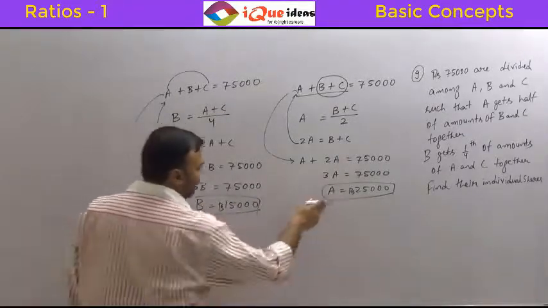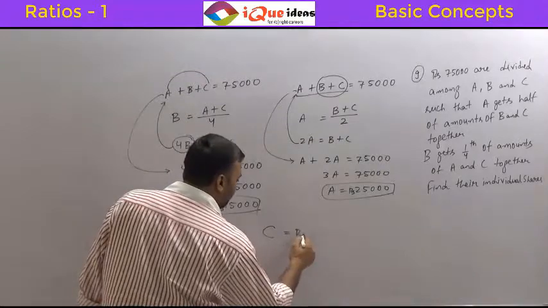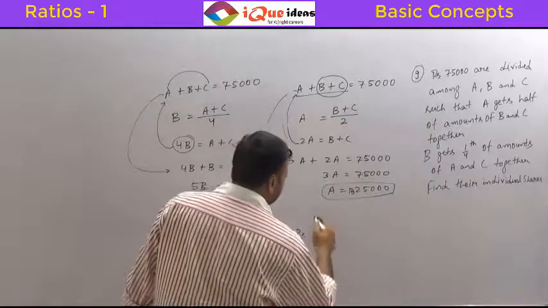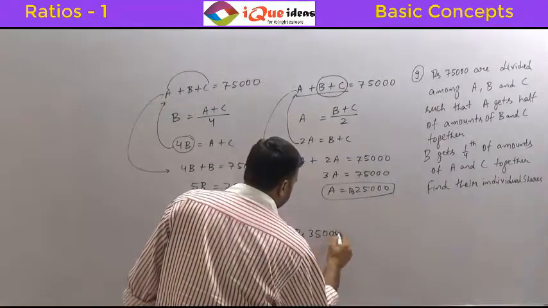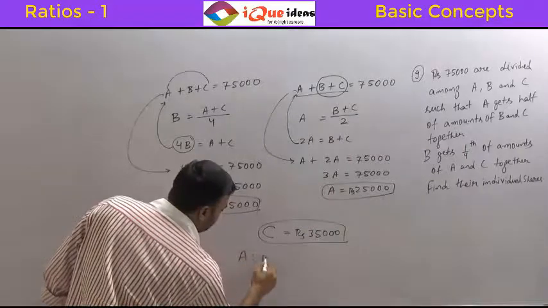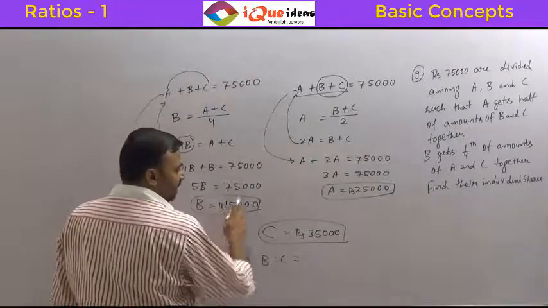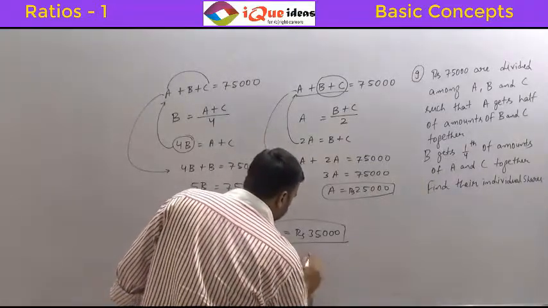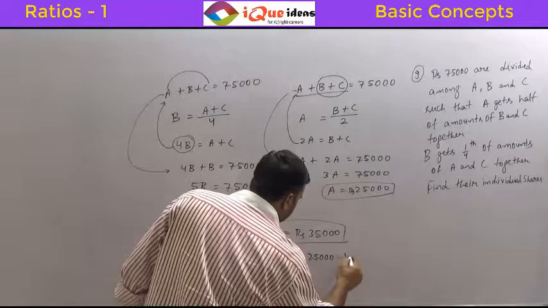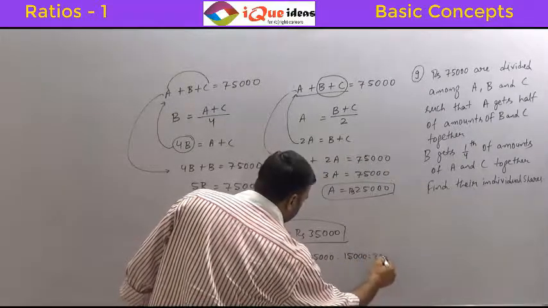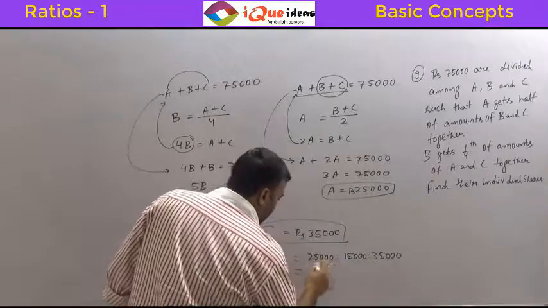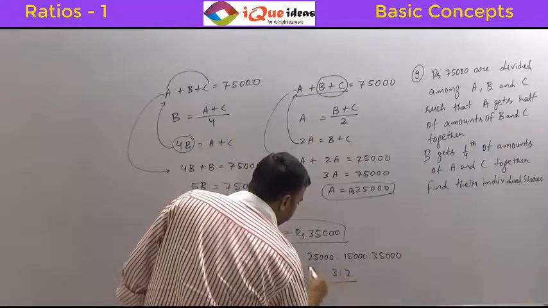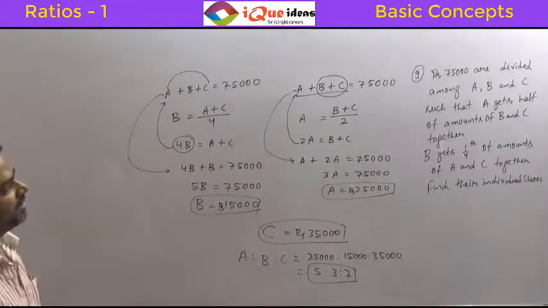Now we have got A and B, so automatically C you can get by subtracting these values from 75,000. Now 15,000 plus 25,000, that is 40,000. So the remaining is 35,000. You can also find the ratio of A, B, C, and that will be equal to 25,000 is to 15,000 is to 35,000. Now zeros will get cancelled and it will also get cancelled by 5. So 5 is to 3 is to 7. This would be the required ratio.